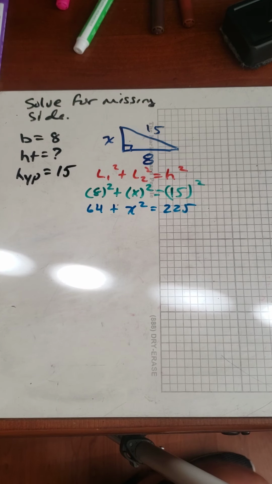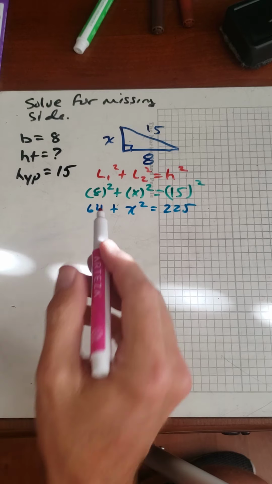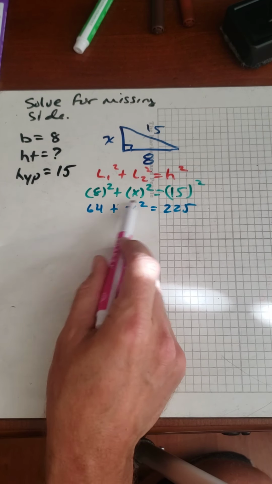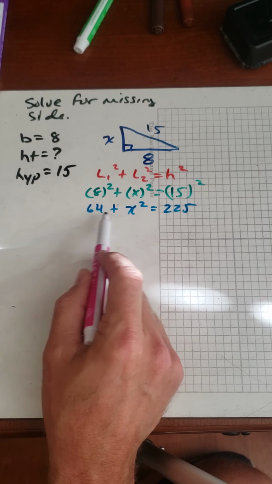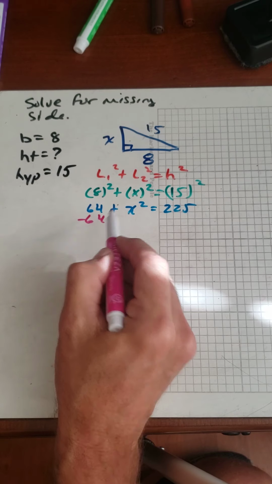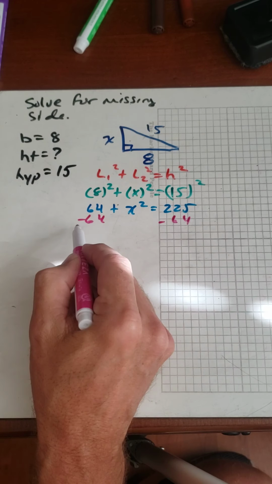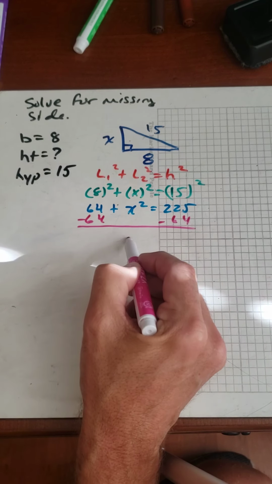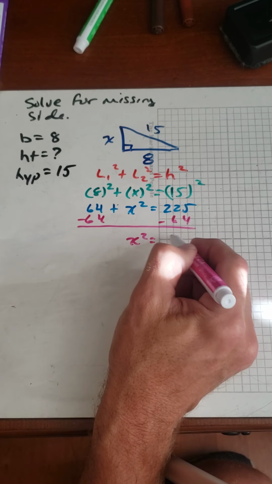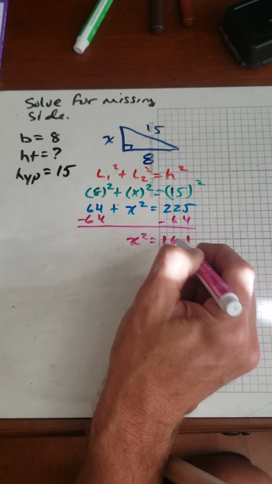And my last thing I'm going to do, or almost, I guess the second last thing, so now I'm trying to solve for x. So that means I need to get x by itself. So I need to get everything away from x. So the first thing I'm gonna get rid of is the 64. I don't like having the 64 there. So I'm gonna subtract 64 from both sides. And what I have left on the left-hand side is x squared. And what I have on the right-hand side is 161.